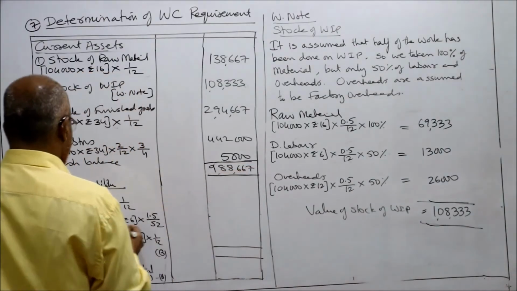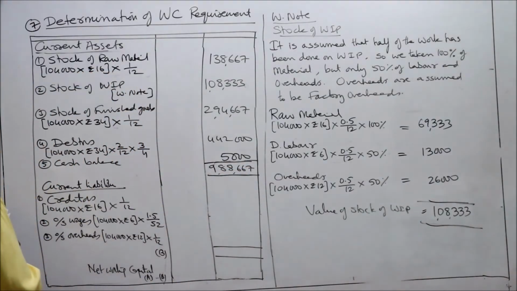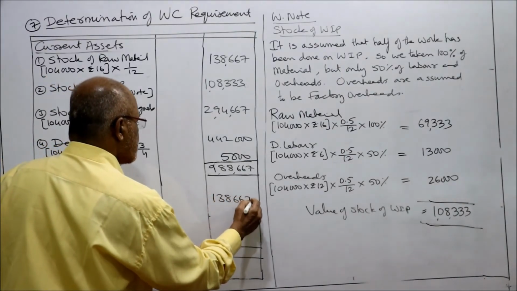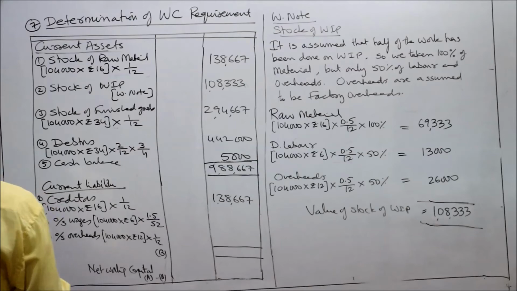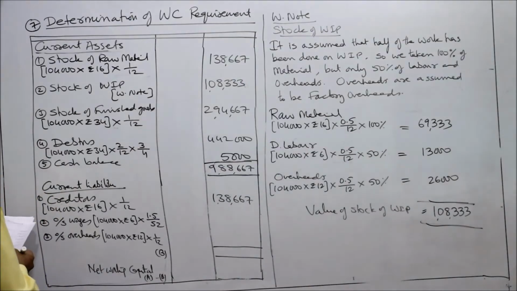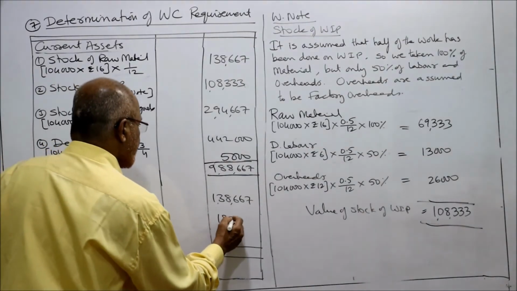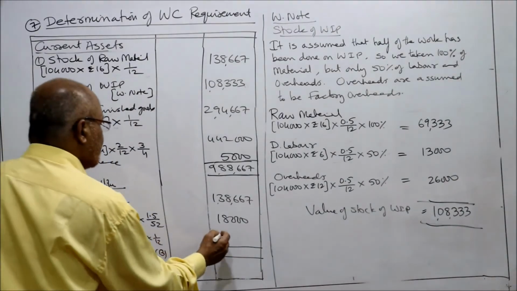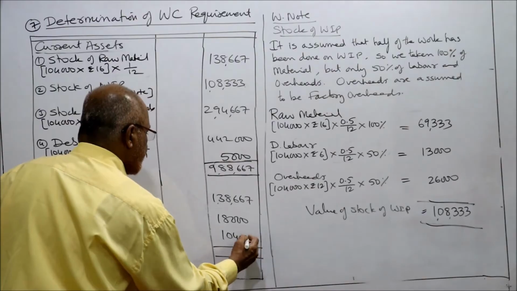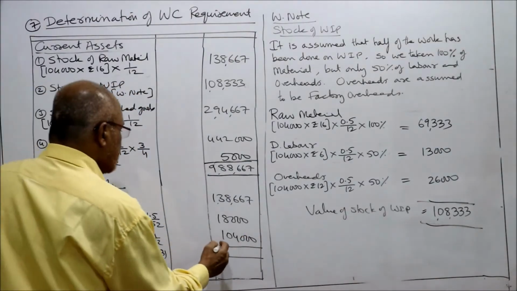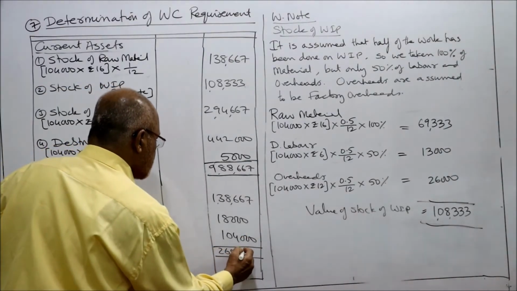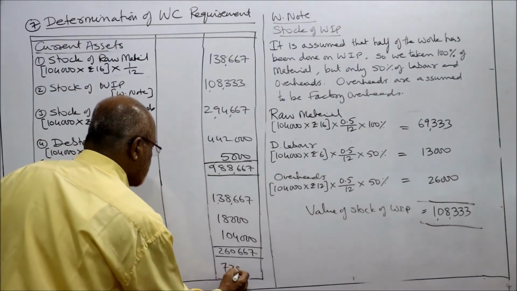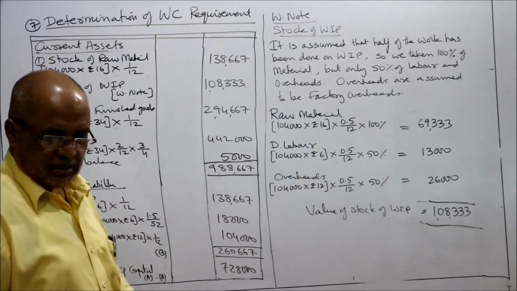9,88,667. Now creditors for supplies, it is 1,38,667. Then outstanding wages 18,000. Next one, outstanding overheads 1,04,000. The total is 2,60,667. Net working capital 7,28,000. That's it.